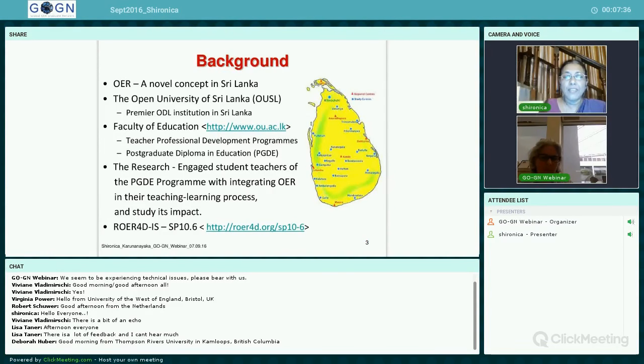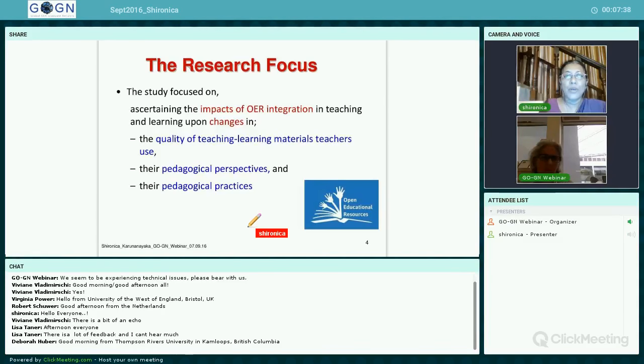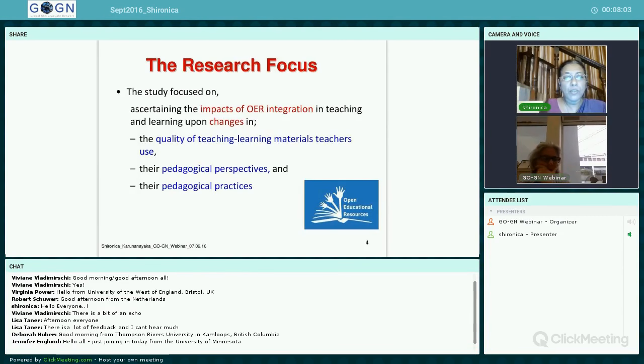As this was a novel concept, the methodology was difficult. I will talk about that later. The main focus is studying the impacts of OER integration in teaching and learning upon three aspects: changes in the quality of teaching learning materials teachers use, their pedagogical perspective, and their pedagogical practices.